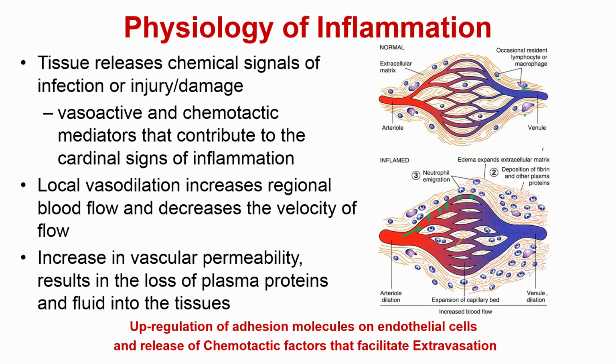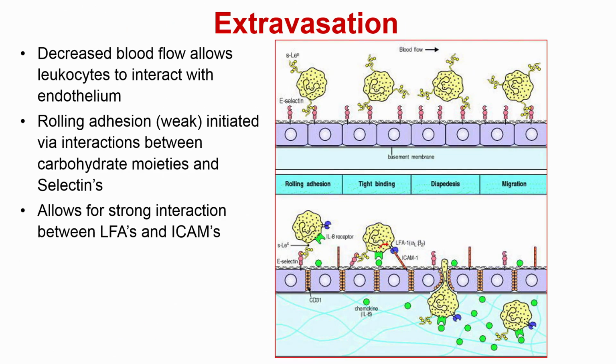So, with this local blood vessel dilation, the velocity is decreasing, and the vascular permeability is increasing. Another step that happens is that the cells lining the vessel increase the expression of some adhesion molecules to which these floating immune cells can bind, and we will talk about that.